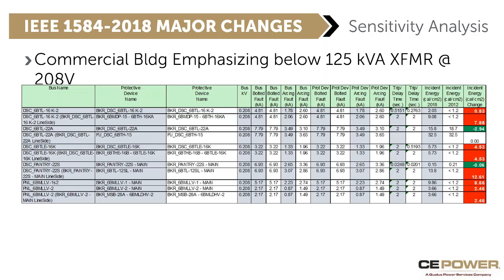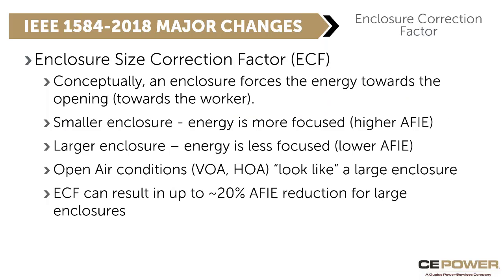So with that, I'll move on to the second major topic, which is the enclosure correction factor. And I think this one conceptually makes good sense. When we have a smaller enclosure, the explosion or blast can't spread out to the sides as much. So that energy gets directed towards the opening, towards the worker. And so as you can imagine, that means that the incident energy calculation is also higher.